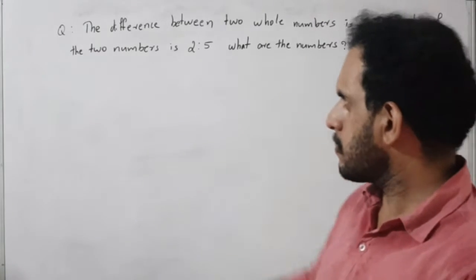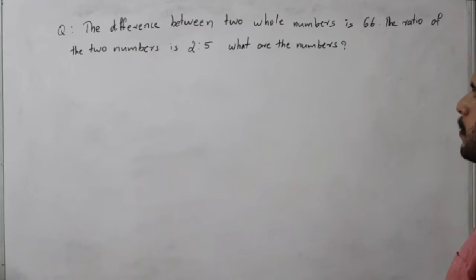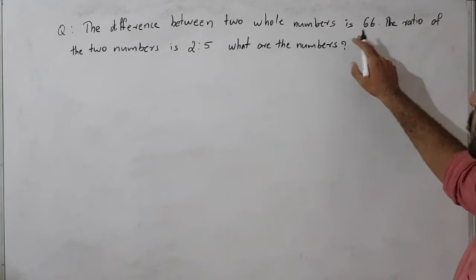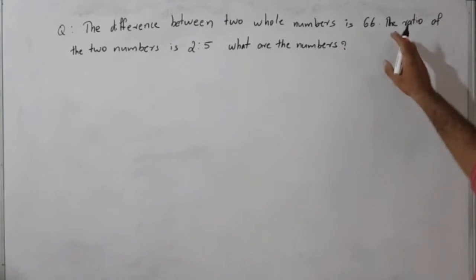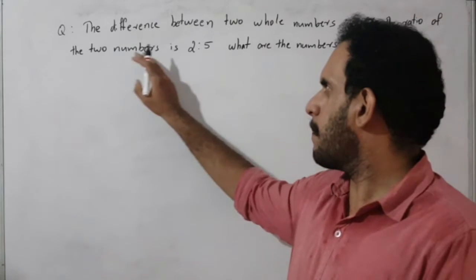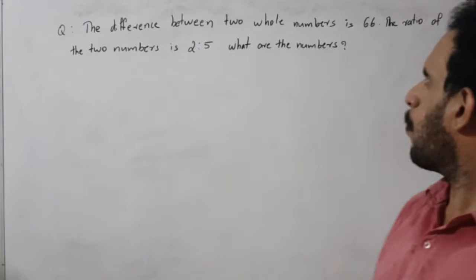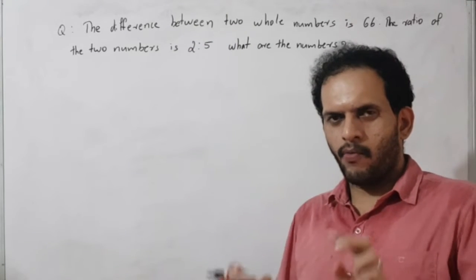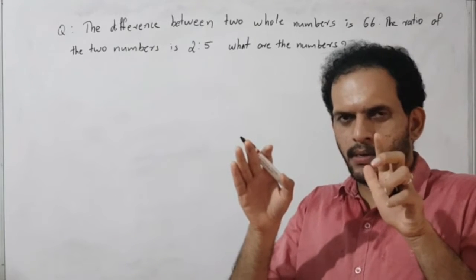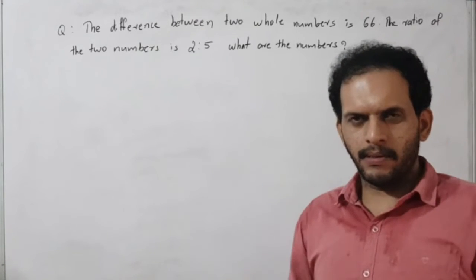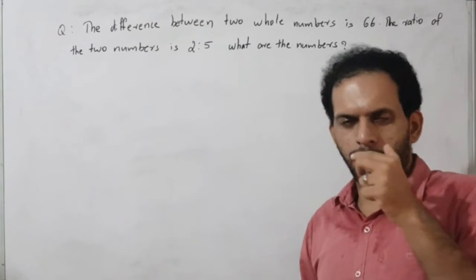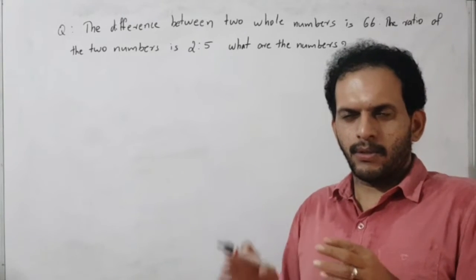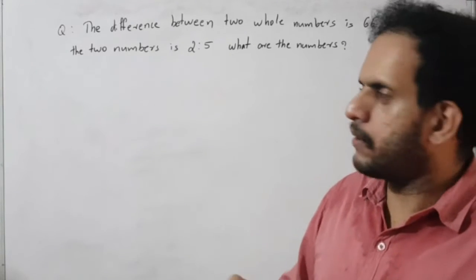Next question is like this: the difference between two whole numbers is 66. The ratio of two numbers is 2:5. What are the numbers? Correct. Here is a different type of question. We have the two numbers, but here the numbers are not given. We need to find the two numbers. Correct. It does not say one is based on the other. Listen.